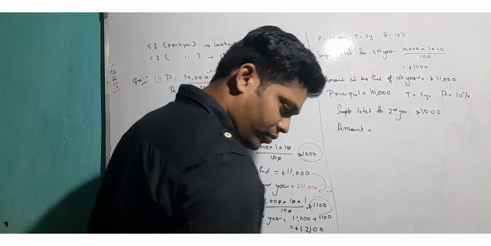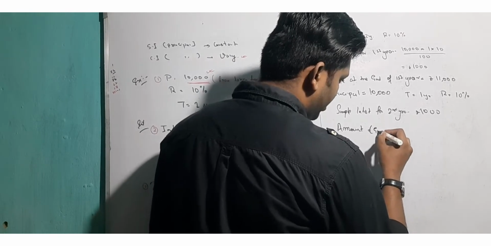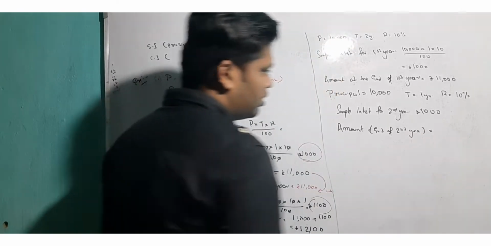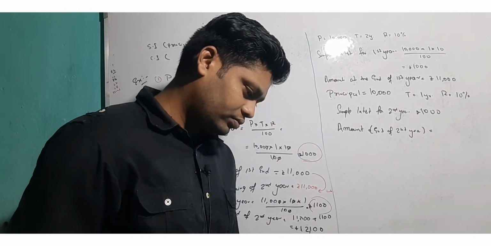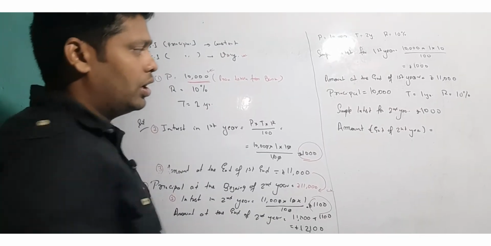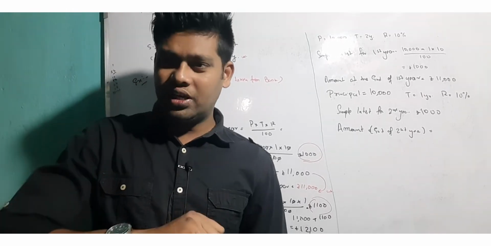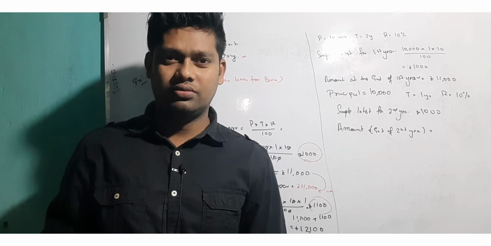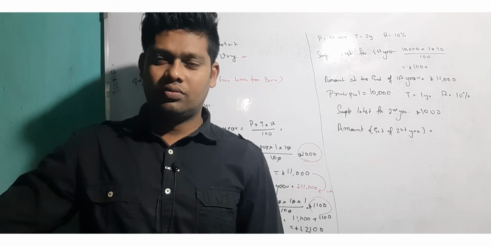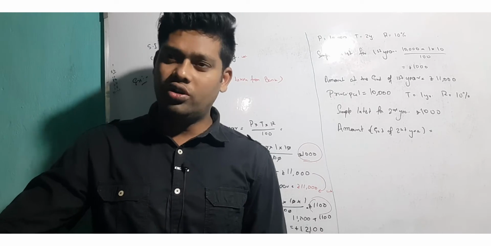How much will the amount be at the end of the second year? Principal plus interest. What will we do here? In this case, we will add the amount of the first year with the interest of the second year. So the amount at the end of the second year. What do you have to do?